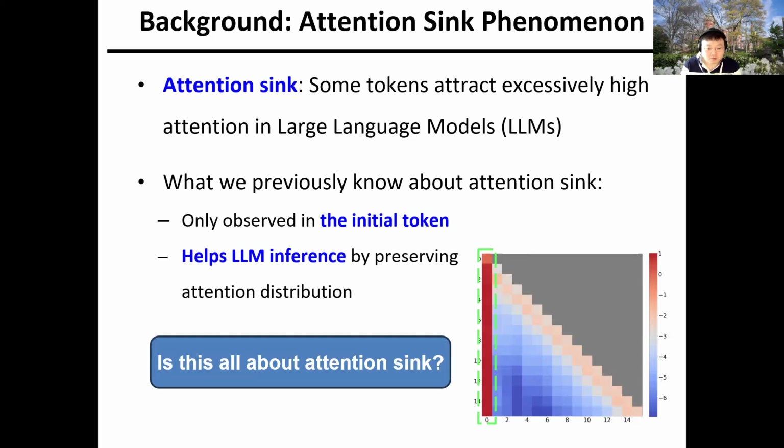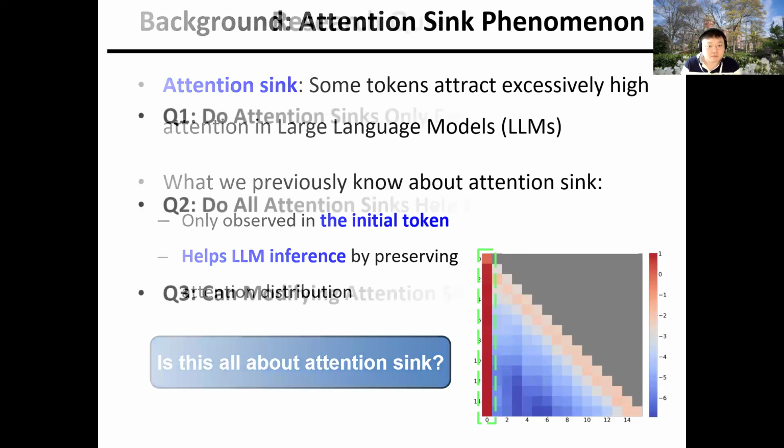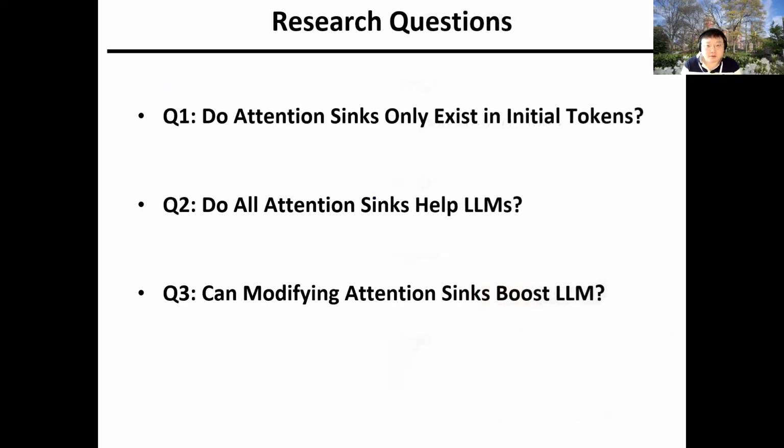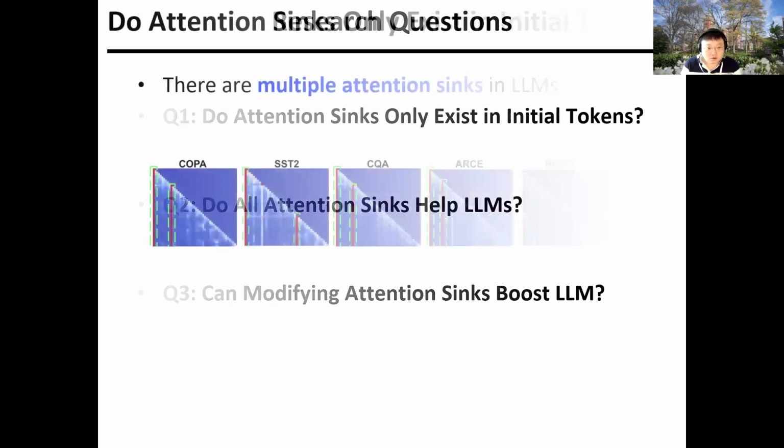However, in this paper, we're wondering, is this all about the attention sink phenomenon in large language models? In this paper, we try to answer the following three research questions. First, do attention sinks only exist in initial tokens? Second, do all attention sinks help with large language model performance? And third, can modifying attention sinks boost large language models?